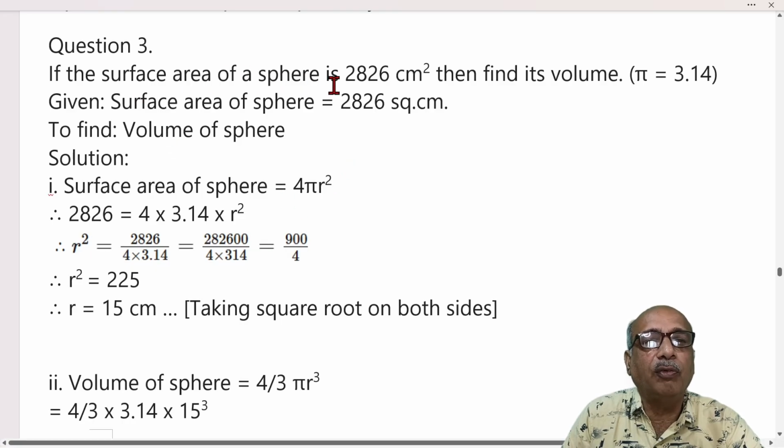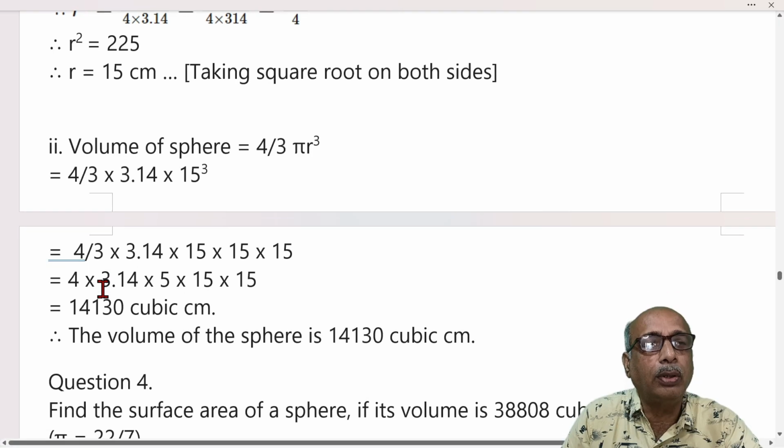If total surface area of sphere is 2826 centimeter square, then find its volume. Pi equals 3.14. So surface area of sphere equals 4 pi r square. Substituting the value here and calculating. Here you know that we cross multiply for r square equals, so 4 into 3.14 will come in denominator here. Remove the decimal point from here, 2 zeros will be added, and then simplify this. You will get 900 upon 4. That is nothing but r square equals 225. By taking square root, we get r equals 15 centimeter.